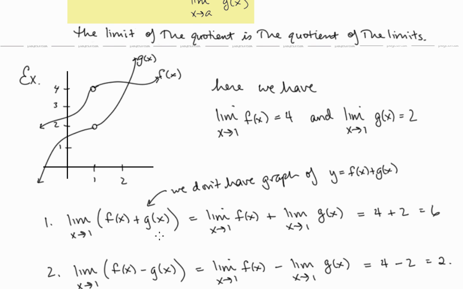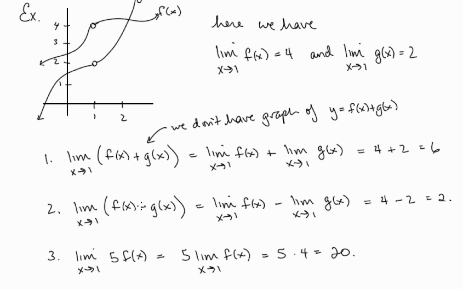We can use the first limit law that says, because these limits exist individually, we can separate the limits and add them. And so this is the limit as x goes to 1 of f of x plus the limit as x goes to 1 of g of x, which is 4 plus 2, and that's equal to 6. Same thing for subtraction. Because the limits exist individually, we can separate and subtract, and we get a limit of 2 here.